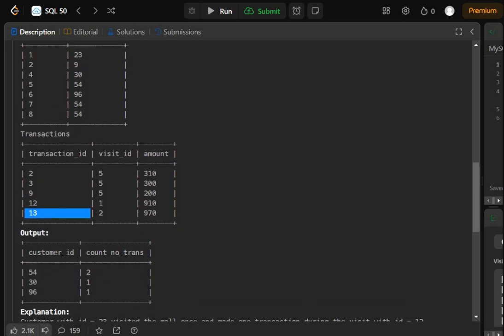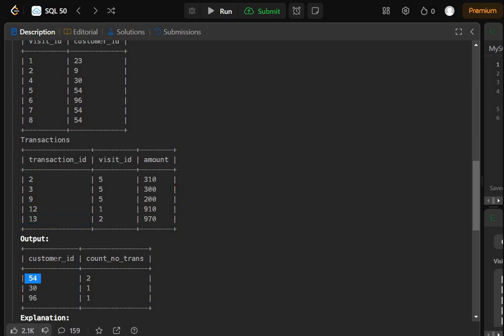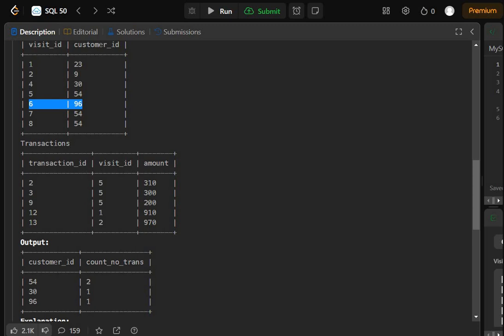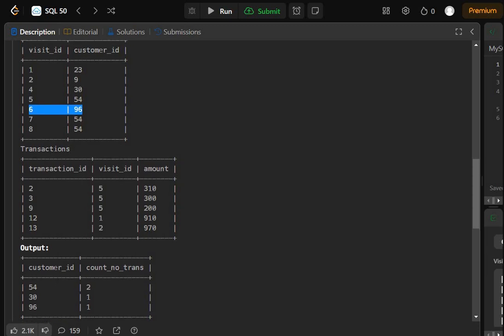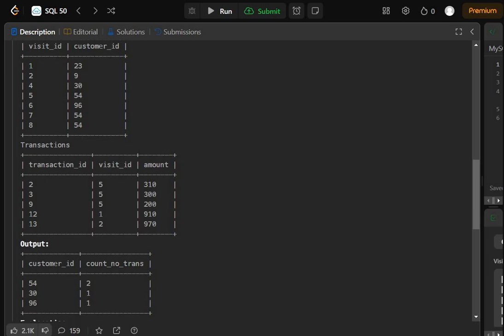Now if you look at the output, we have customer IDs 54, 30 and 96. Before going to 54, let's see customer ID 96. Of course this customer visited the store because it has a visit ID, but this customer does not have a transaction ID. As you can see, visit ID 6 is not included, so this customer did not make any transaction. How many times did this customer visit the store? Only once, because it has only one visit ID over here.